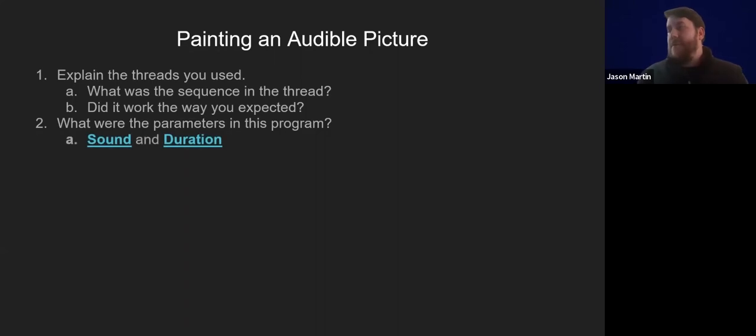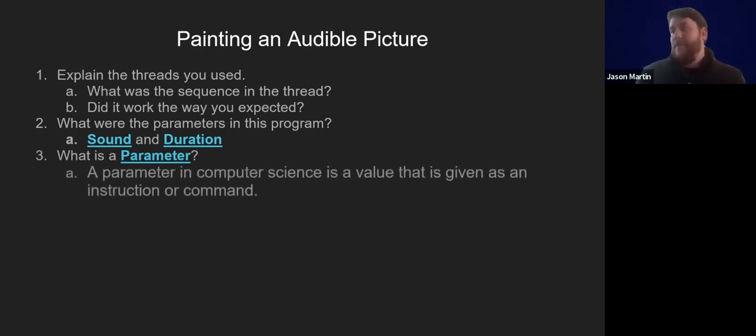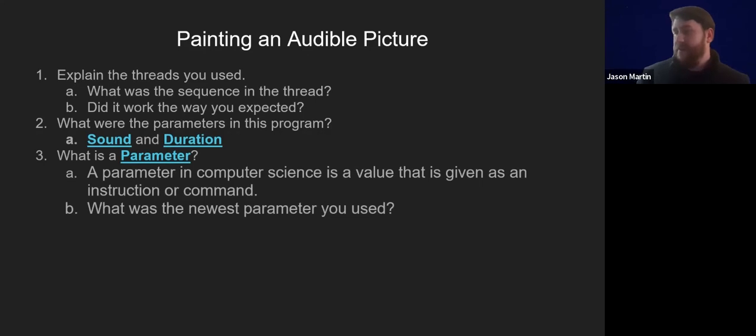What were the parameters in the program? They mentioned sound and duration. And again, we reiterate, what is a parameter? And again, in computer science, it's a value that's given as an instruction or command that you can change up or down. It's a sound set, or the pitch, or maybe the explosion, or if it's a slow explosion or a long one. And the newest parameter that they used, in this case, was a pause pod.